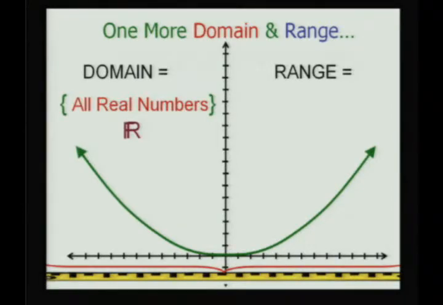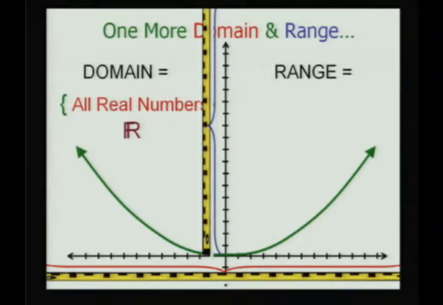Now, the range isn't all numbers. It's all the possible y's. And it doesn't go all the way down. Okay, it starts at 0 and goes to positive infinity. Goes up, but it doesn't go down. So one way to write that would be, fancy, all the y's such that y is greater than or equal to 0. Yet another way to write the range in this case.